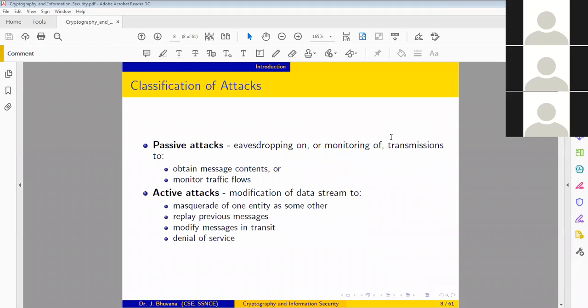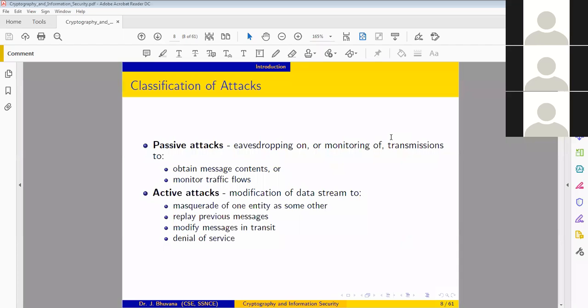And another one: I send a message to you, and someone in the middle can capture the communication and add something, delete something, or insert some additional information into the message being communicated. That is the modification of the message. The last one is the denial of service. You would have heard about the DOS attack.